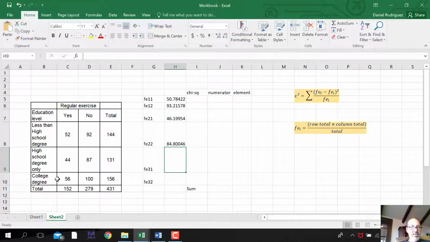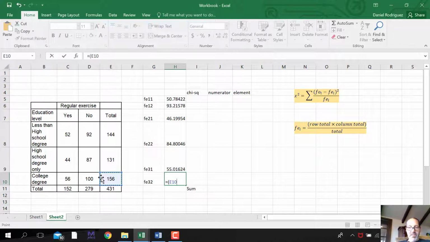So now we're down to here. The row total here is 156. It's this cell. Let's put the parentheses here. This cell times this, divided by 431. And then finally the last cell, the cell that includes 100, is equal to 156. So that's row total times the column total divided by 431. Okay, here we go. So now we have our expected frequencies, and we have observed frequencies.